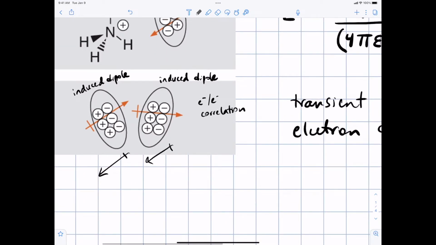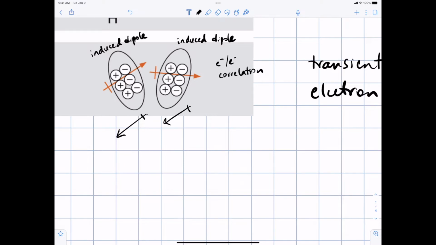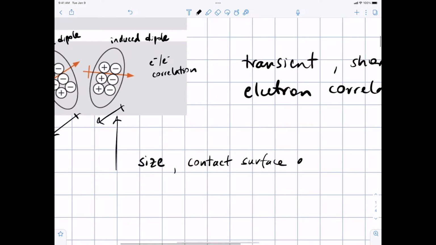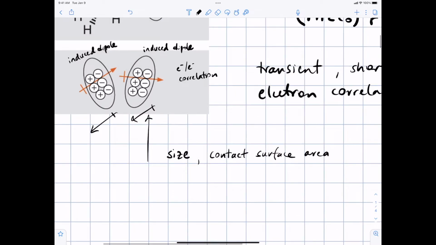You might imagine that among the factors that might enhance these induced dipole interactions would be size. The larger a molecule is, the larger its surface area is, the more space there is for two molecules to get close to each other, and this induced dipole interaction depends on what's called contact surface area. Its distance dependence, if you look at the math, is highly dependent.